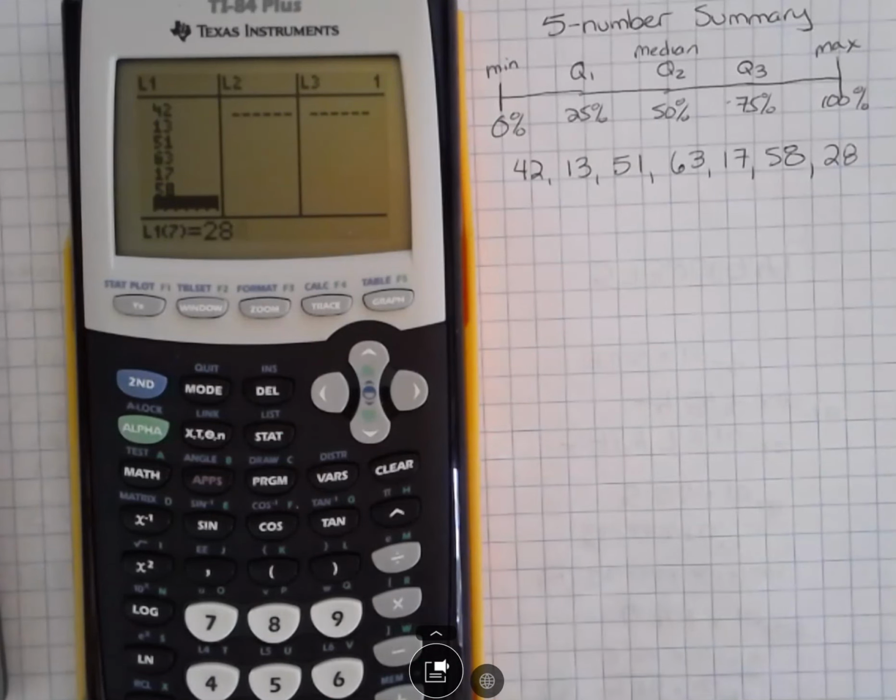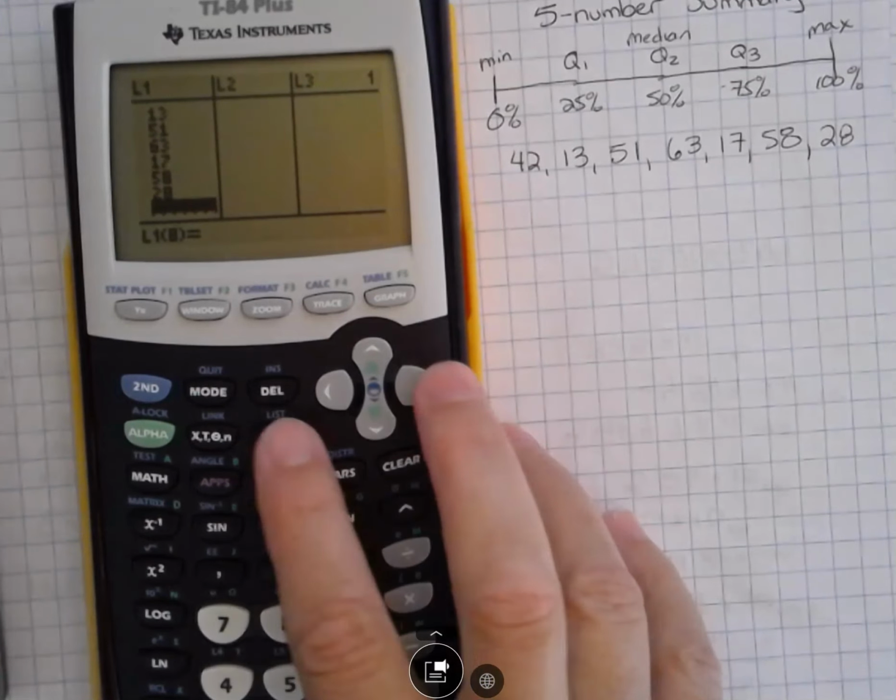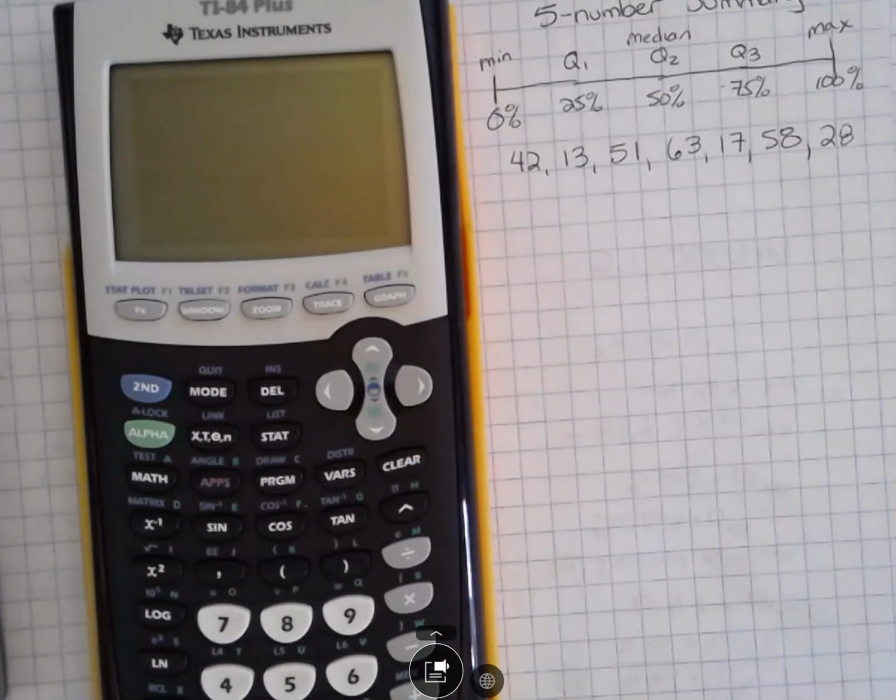And a mistake people sometimes make is that at that point they move on. But that 28 is not in your list until you hit Enter. So make sure you have all those things in your list. Now I want to do some statistics with that. So I'm going to go back. I'm going to Second Function, Quit, just to get out of that list.